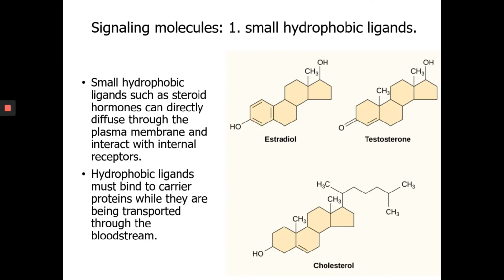So these small hydrophobic ligands can cross the cell membrane very easily. They can directly diffuse through the plasma membrane, and if you remember, this is called simple diffusion, right? Simple diffusion across the cell membrane. Then they are going to bind to the receptors inside the cell. So those are internal receptors. That's because these molecules can cross the cell membrane easily and get inside of the cell, so their receptors are going to be located internally.